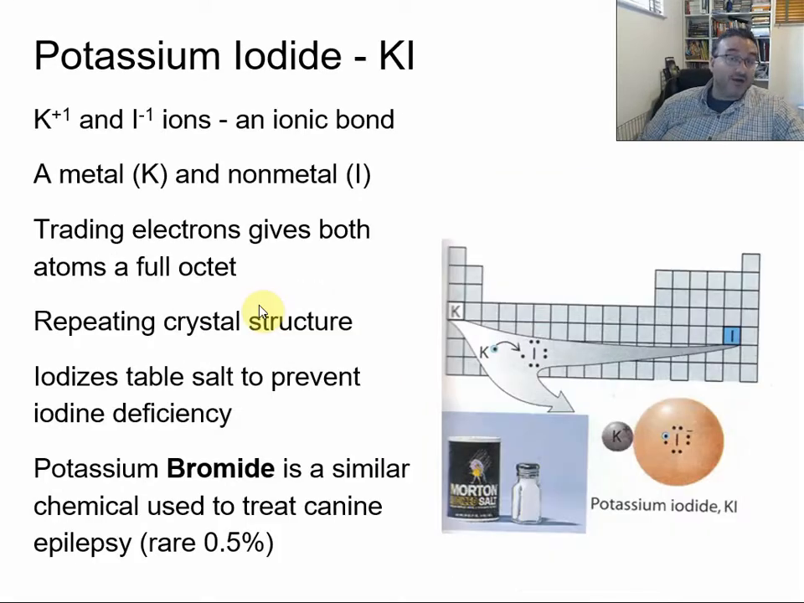We can look at other ionic materials. Here's potassium iodide. It involves an ion of potassium, which is a metal, and a nonmetal, iodine. Another characteristic of ionic bonds is that they involve the combination of elements that are metals and elements that are nonmetals. Sodium is a metal, and chloride is the ion version of chlorine, which is a nonmetal. Like other ionic compounds, they are trading electrons to give both atoms a full octet.